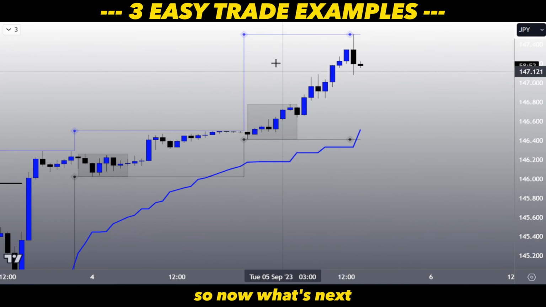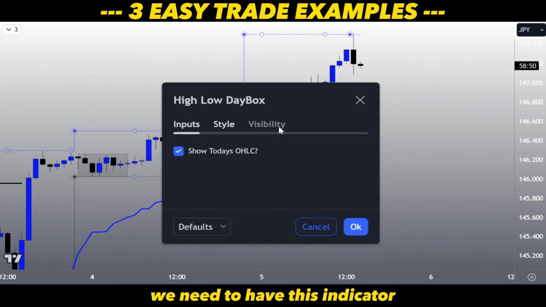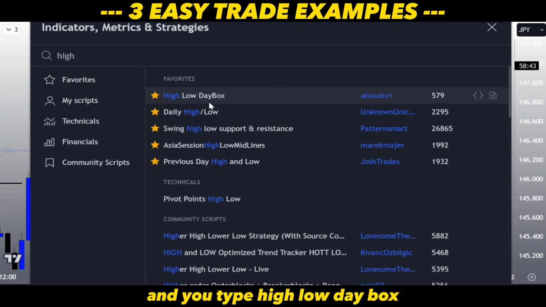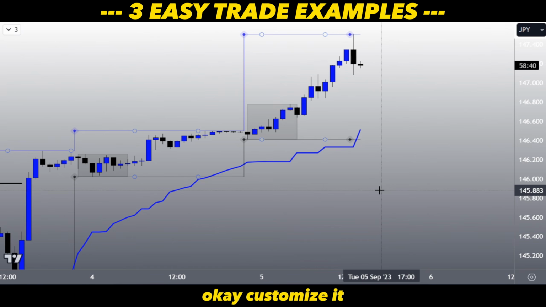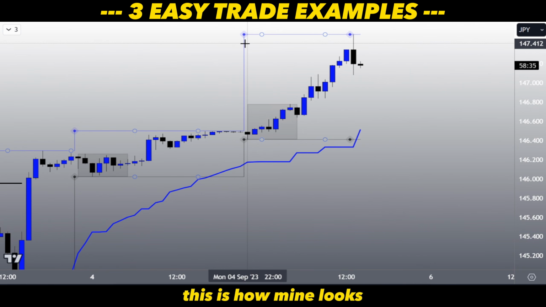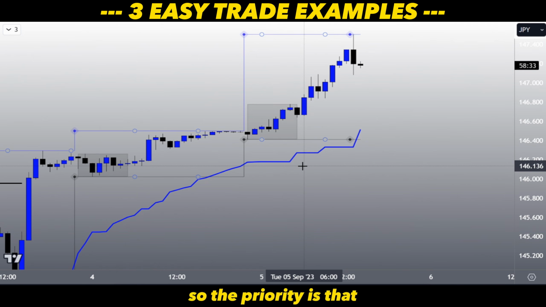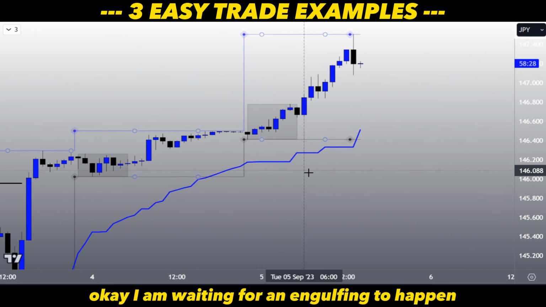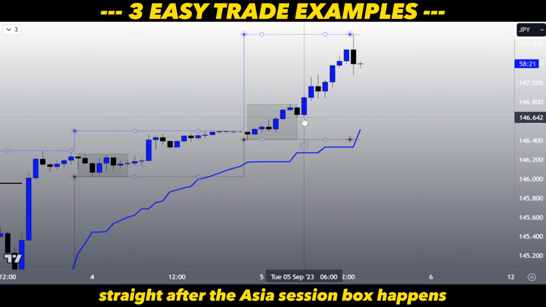So now, what's next? We need to have this indicator. Is called the high-low day box. How do you get it? You get into this section and you type high-low day box. Okay, customize it, make it however you want it, but this is how mine looks. So the priority is that as soon as the Asia session box is finished, okay, I am waiting for an engulfing to happen straight after the Asia session box happens.